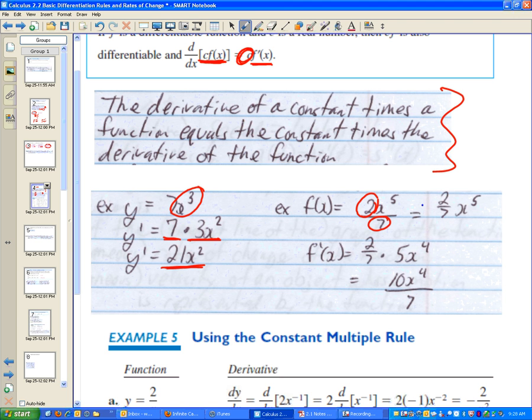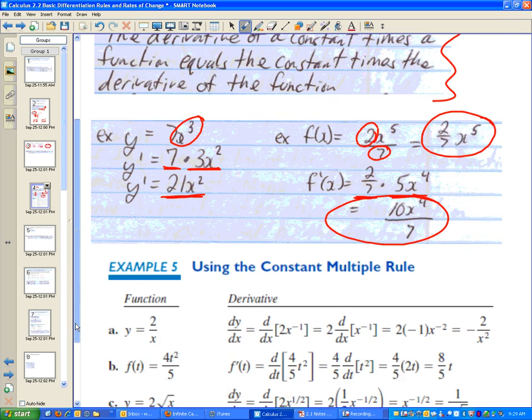So instead, rewrite this so we can use the constant multiple rule: 2/7 times x to the 5th. Now that we know the constant multiple rule, we know that the derivative of this will be the constant times whatever the derivative of x to the 5th is. And the derivative of x to the 5th is 5x to the 4th. And then do your best to make your answer look like your problem. So make that 10x to the 4th over 7. Yes? No? Maybe? Lots of yeses.